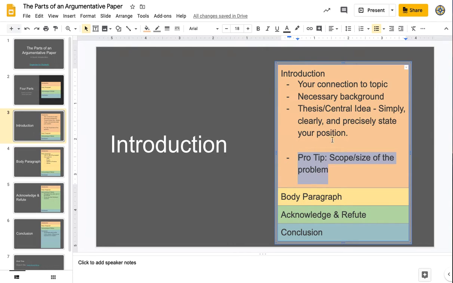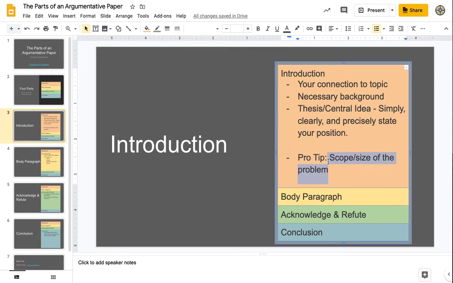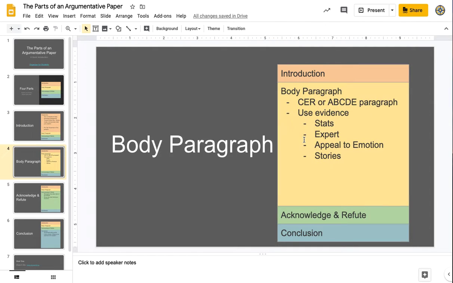So your introduction includes several things. The most important will be the thesis and the central idea. Oftentimes you'll express your connection to the topic, like who are you to this thing you're writing about. Sometimes you need to provide some background information on the topic you're writing about. And if you are really good, you'll be able to describe how many people are impacted by the thing you're writing about. Okay, so that's your introductory paragraph.